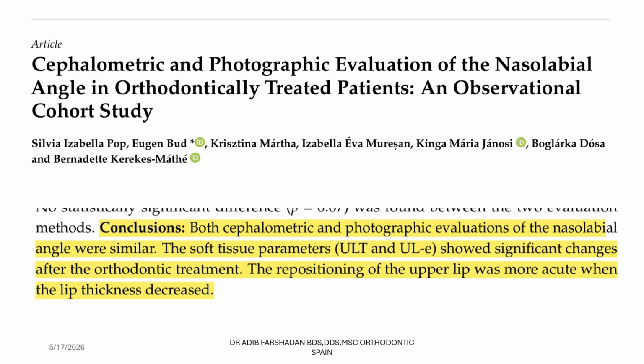Both cephalometric and photographic evaluation of nasolabial angle were similar. The soft tissue parameters show significant change after the orthodontic treatment. The repositioning of the upper lip was more acute when the lip thickness decreased. But we are not only considering the thickness of the lip, we have to consider the length of the lip also. Once you go for distalization or retraction of the upper anterior teeth, you are not just losing lip fullness and proclination, but you will be lengthening the lips, which in these kinds of cases is a red flag. You have to be very, very, very careful.